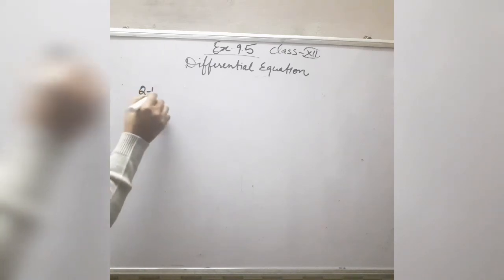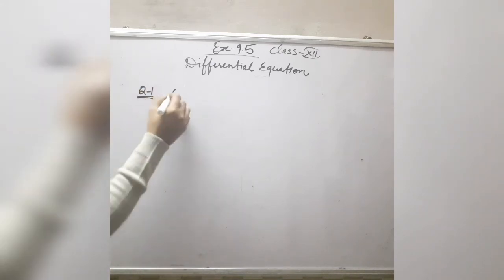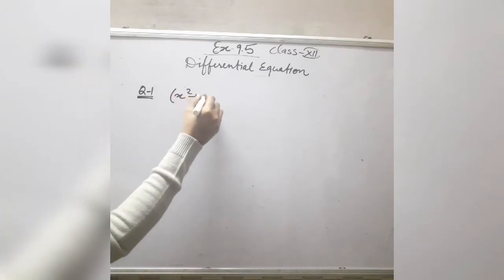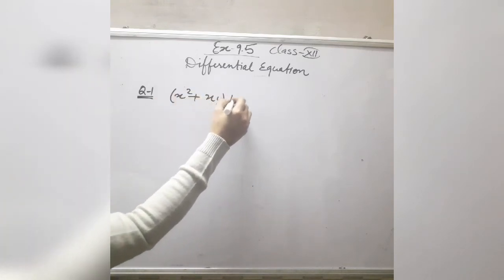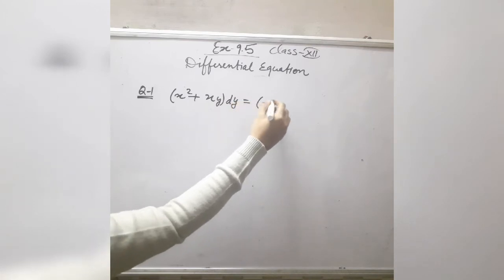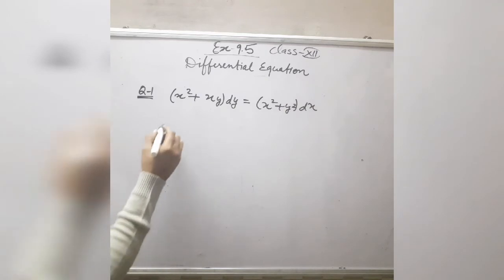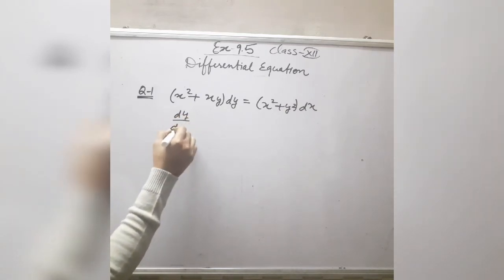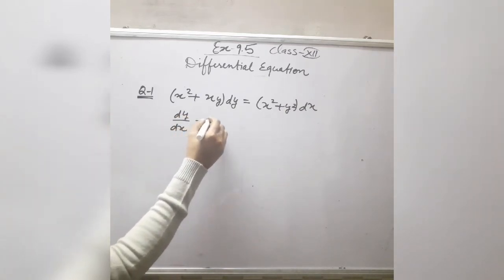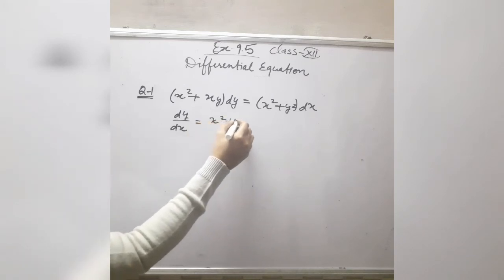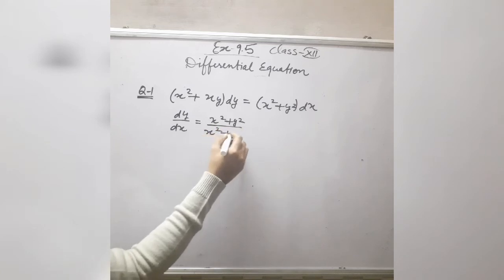If you see the statement of question number 1, the differential equation is (x square plus xy) dy equals (x square plus y square) dx. So this differential equation can be written as dy by dx is equal to x square plus y square divided by x square plus xy.